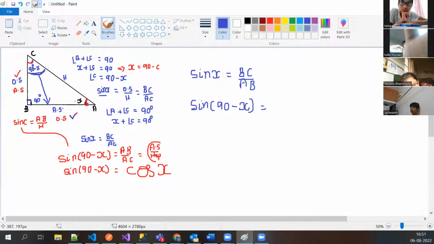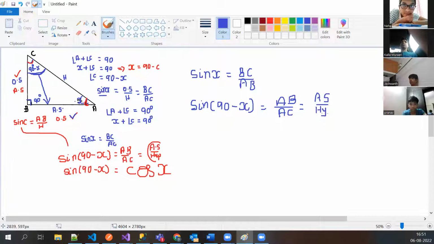What is sine theta when it comes to the definition? Opposite side is this one, AB, by hypotenuse. Hypotenuse value is AC. AB by AC. Now, in the same triangle, if I take x value this, this will become opposite side and this will become adjacent side. So AB is adjacent side by hypotenuse. What we call adjacent side by hypotenuse is equal to cos x. So finally, we proved that sine of 90 minus x is equal to cos x.